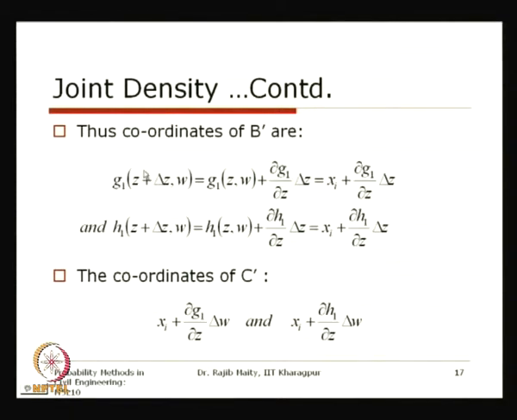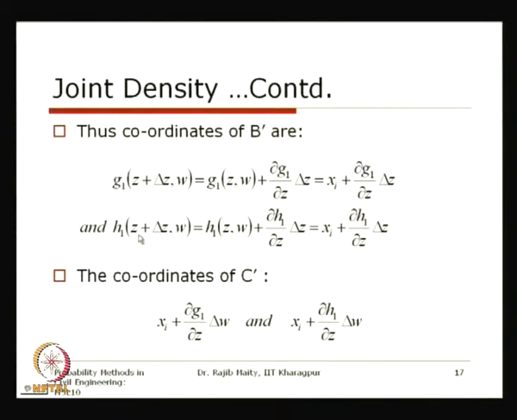Then we can write the coordinates of B prime as the inverse function G1 of z plus delta z, w, which equals G1 of z, w plus its derivative at that point multiplied by the change, that is delta z. We know this from the fundamental theorem of calculus. So this is x1 plus dou G1 by dou z multiplied by the value of the change, that is delta z.